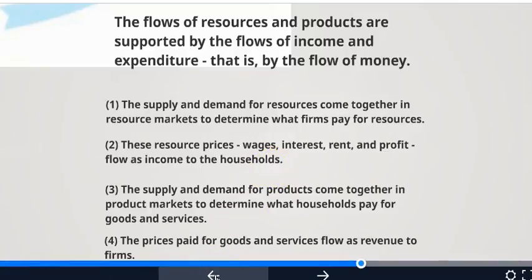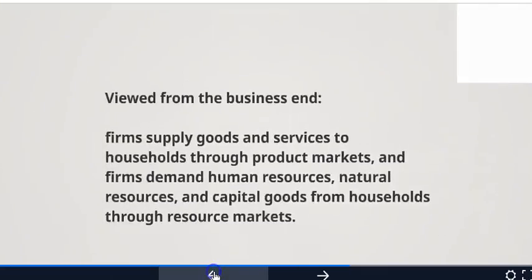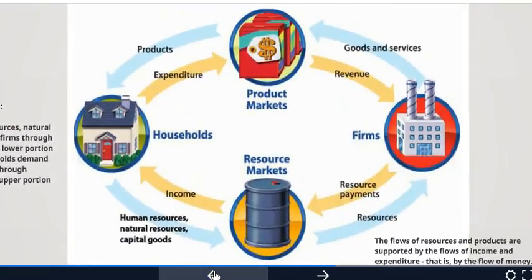The supply and demand for products come together in product markets to determine what households pay for goods and services. The prices paid for goods and services flow as revenue to firms. I'm going to back up again. This is our last slide, so take your time and look through it.